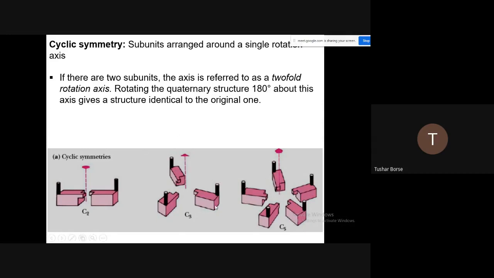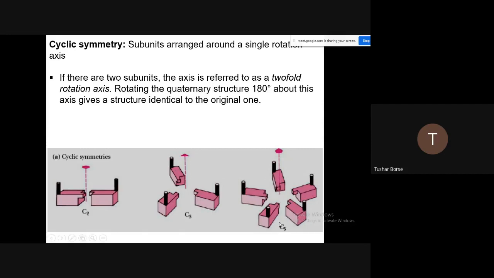If these three subunits are arranged in such a way that when they are rotated about the axis of rotation by an angle of 120, just imagine this subunit will come here, this will come here, this will come here. So even if you rotate by 120, you get an identical structure to the original protein structure. Right. The same way, if you go on increasing the subunits, only the angle of rotation may change.